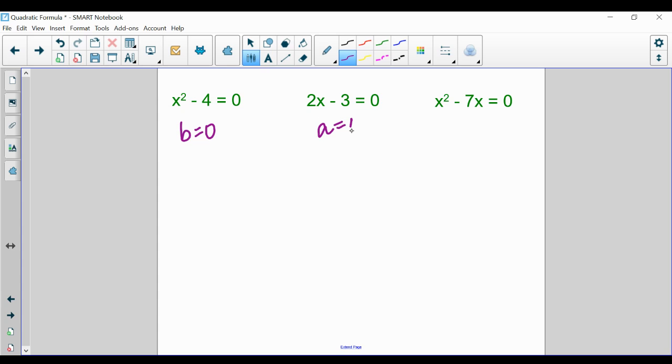Here, I have an A of 0. This, back to 7th grade, that's a simple solving a problem. Here I have a C of 0, and this is ZPP, right? So keep that in mind as you are solving these. Be on the lookout for being efficient.